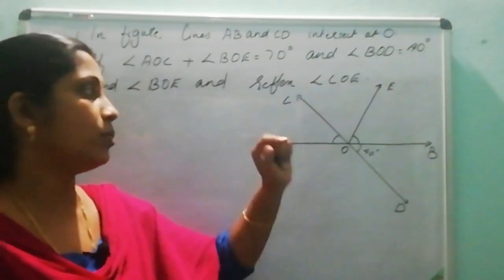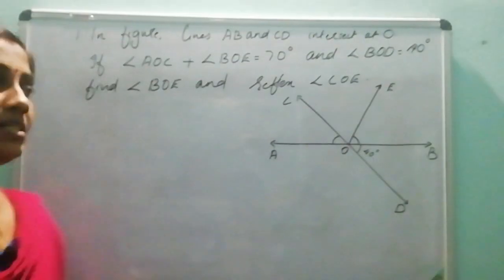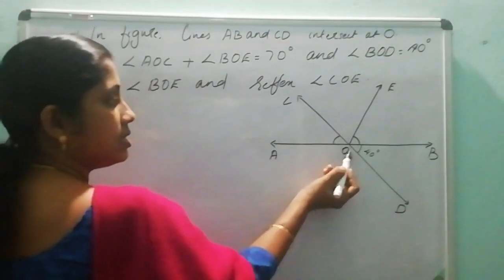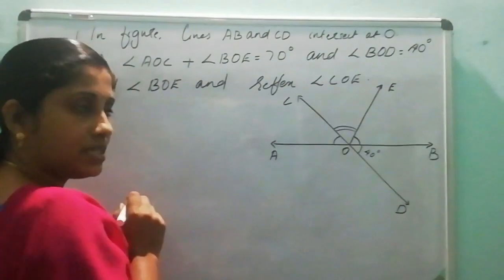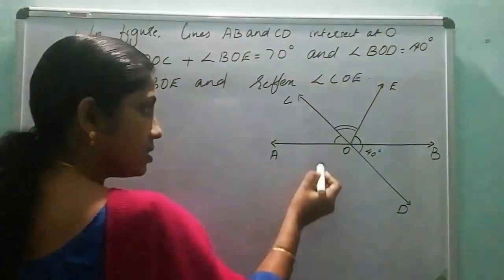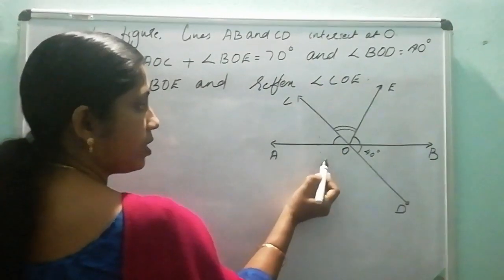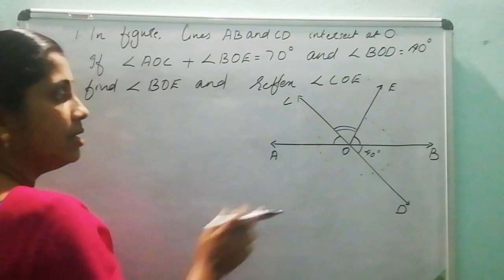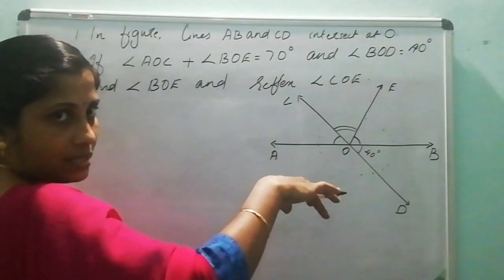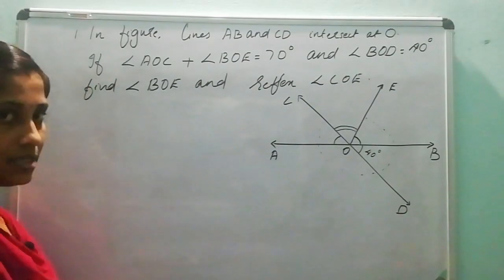Reflex angle COE means, COE is this angle, and this much angle you have to find, that means the total angle is 360. So 360 minus angle COE we will get reflex angle COE.